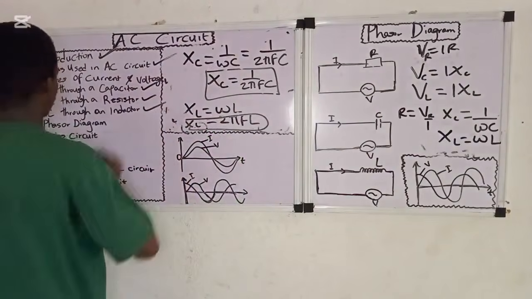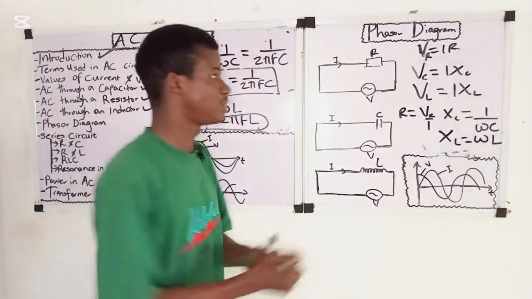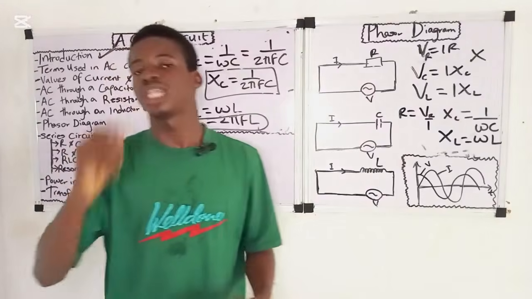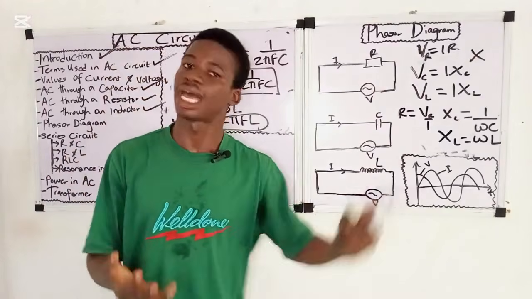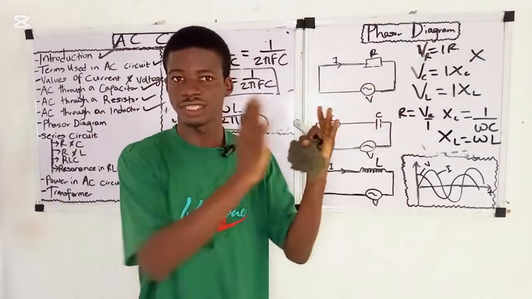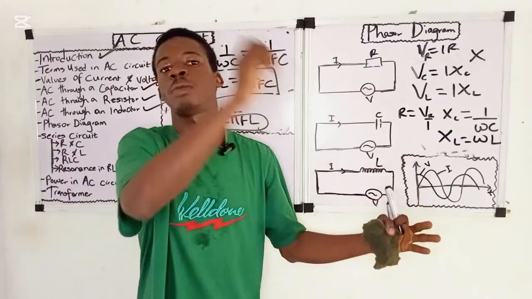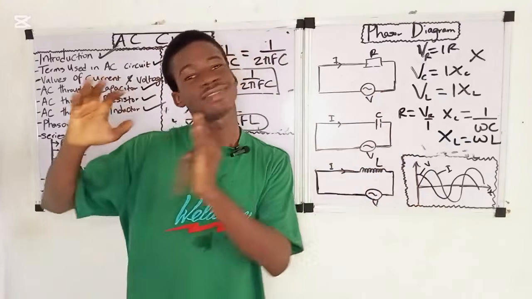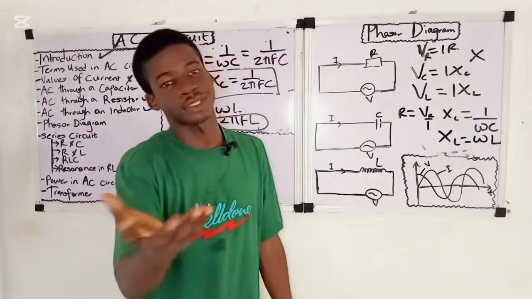Take note of reactance now. Reactance is represented by X. It is the opposition to changes in current and voltage by an inductor and a capacitor. There are two types of reactance: inductive reactance and capacitive reactance. Inductive reactance is the opposition to changes in current by an inductor, while capacitive reactance is the opposition to changes in voltage by a capacitor.